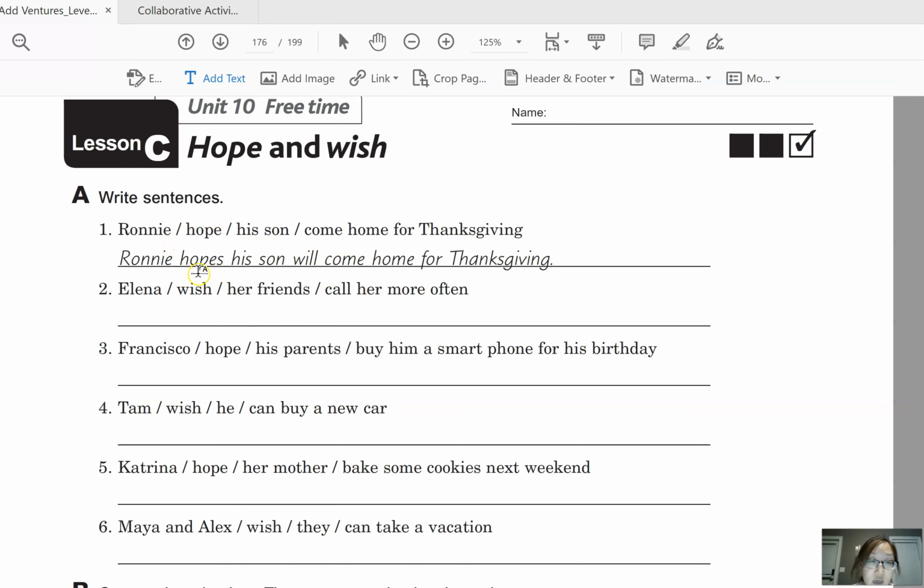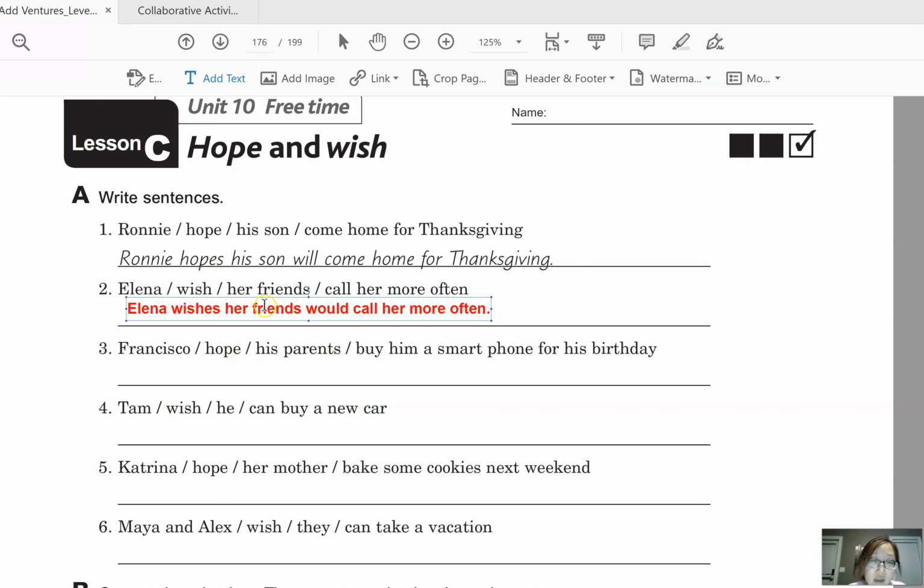Okay, let's look at number 2. We can say, oops, let me move it here. Elena wishes her friends would call her more often. So as I mentioned earlier, since her friends totally have the ability to call her more often, it's a little better to use would. It sounds better. Because if her friends just have the intention, they can do it. Okay, it's not that they are unable to call her. So would is a better word to use here.